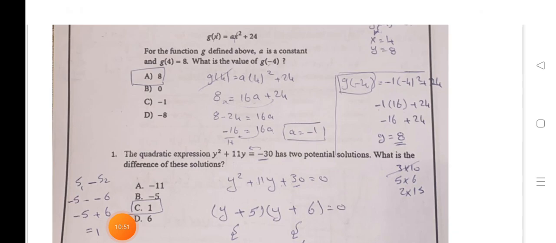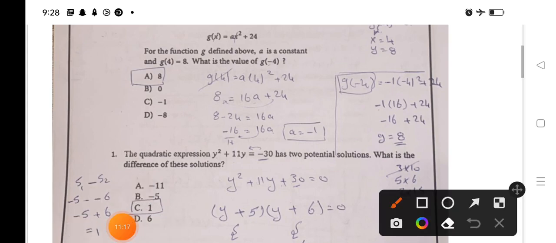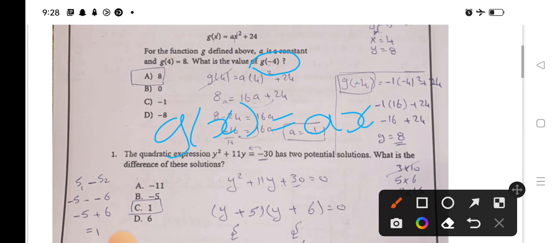What about this question? We discussed this question in class, but let's discuss it again. I have here g of x equals ax squared plus 24. For the function g defined above, a is a constant and g of 4 equals 8. What's the value of g of negative 4? Okay, guys, here the required is g of negative 4. And he gives me here that g of x equals ax squared plus 24. Focus.